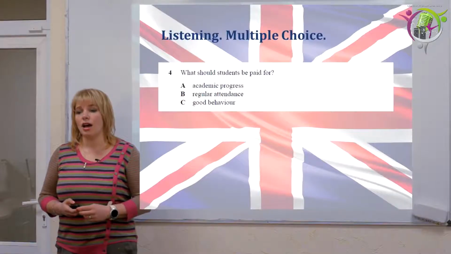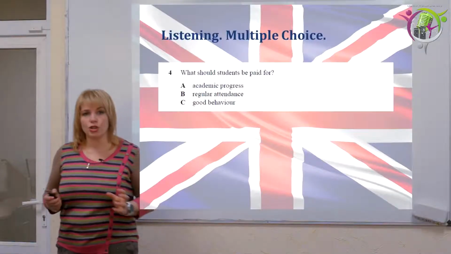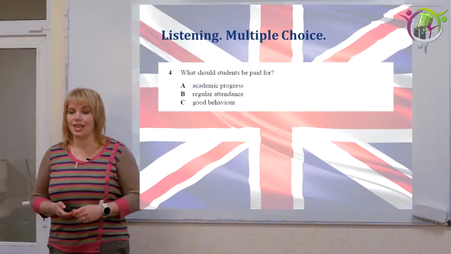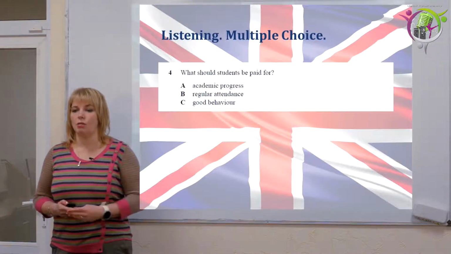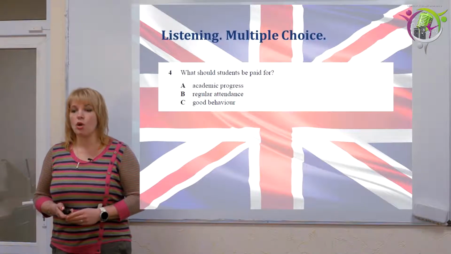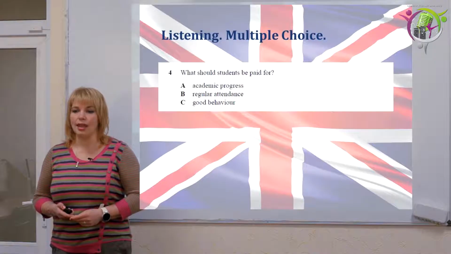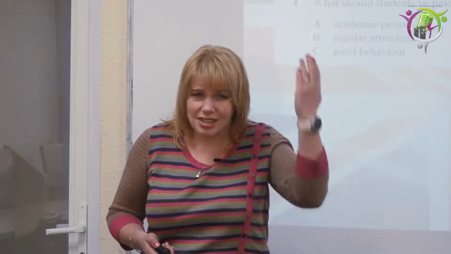Okay, another task is not the pictures, but the verbal contact. Here you have the alternatives written. Let's look at the example. So, here the question is, what should the students be paid for? A. Academic progress. B. Regular attendance. C. Good behavior. Just think to yourselves, do you really think students will be paid for good behavior? Does it make any sense?